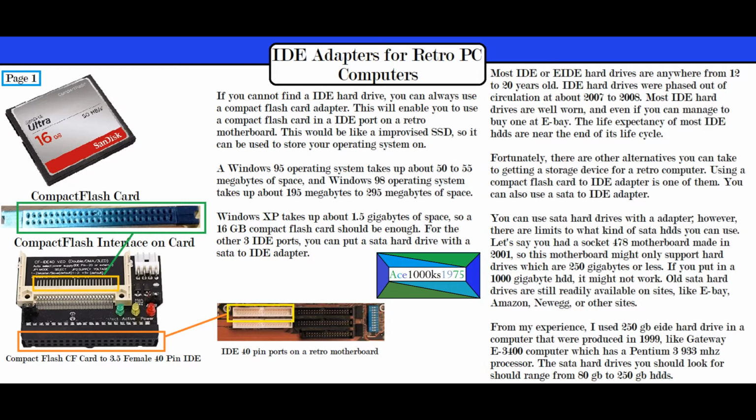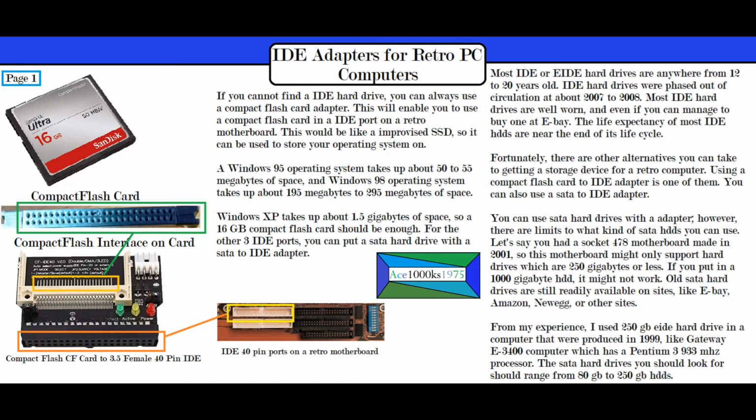However, there are limits to what kind of SATA hard drives you can use. Let's say you had a socket 478 motherboard made in 2001. This motherboard might only support hard drives which are 250 gigabytes or less. If you put in a terabyte or 1000 gigabyte hard drive, it might not work. Old SATA hard drives are still readily available on sites like eBay, Amazon, Newegg, and other sites.